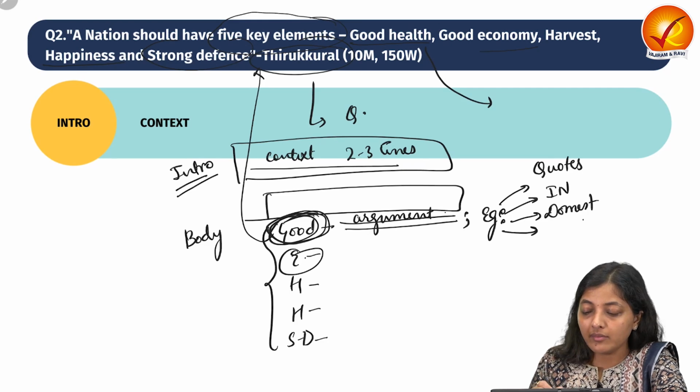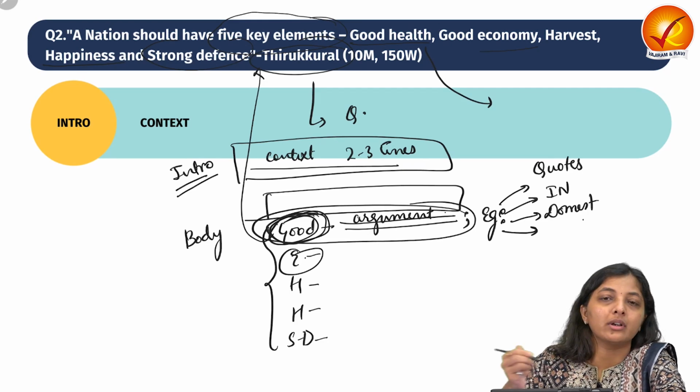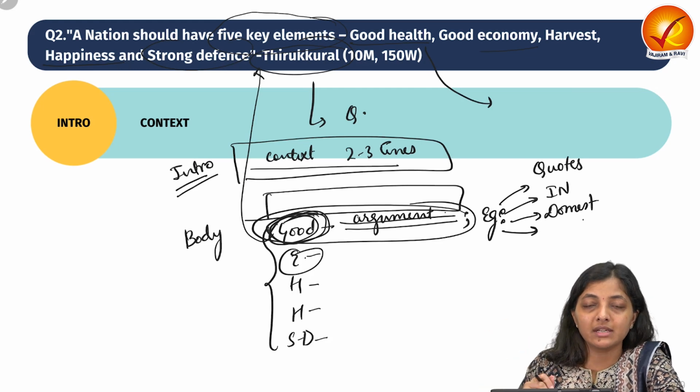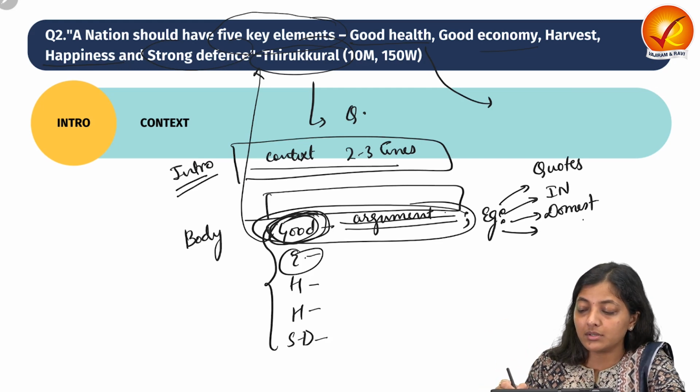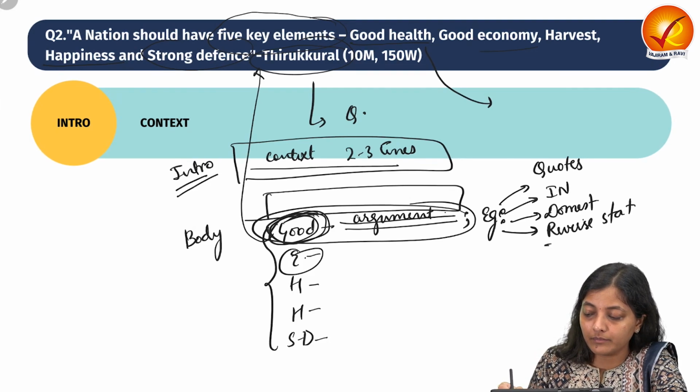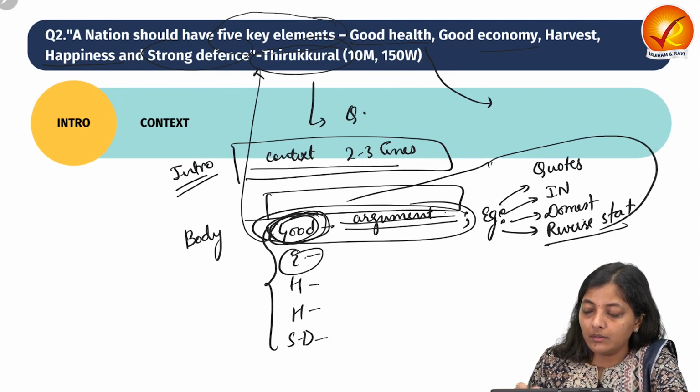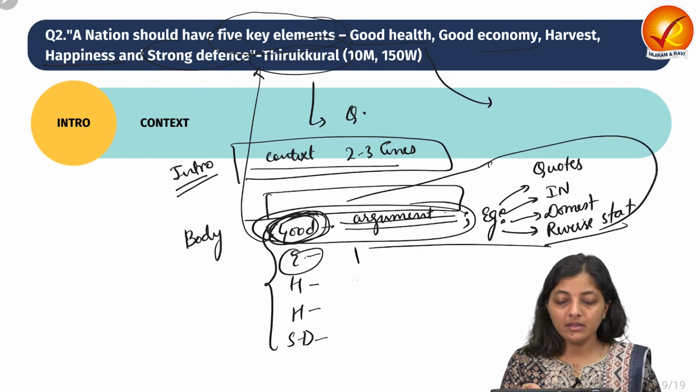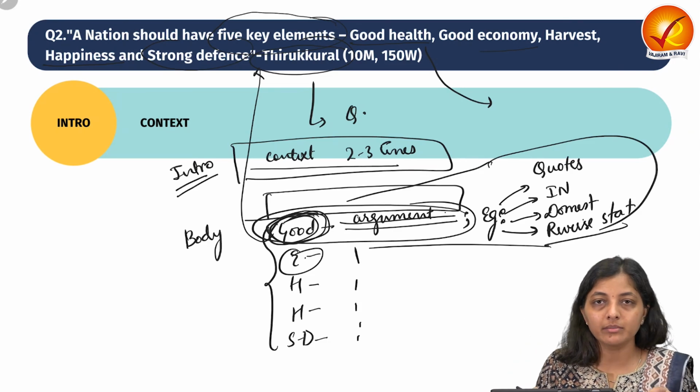You can also give what if this does not happen, means the negation of this statement as an example, and substantiate with some data. Reverse statement. So this way you can deal with the quotation based question.